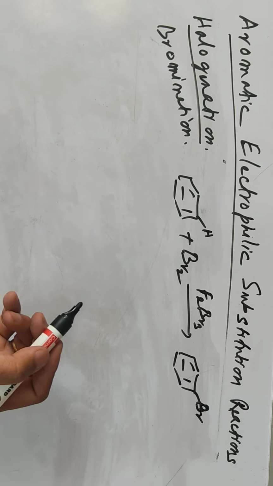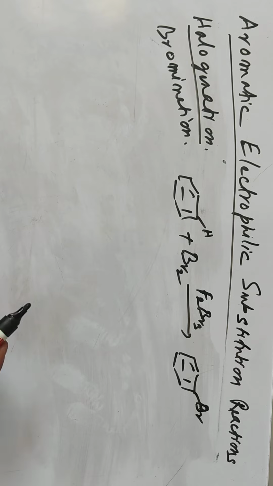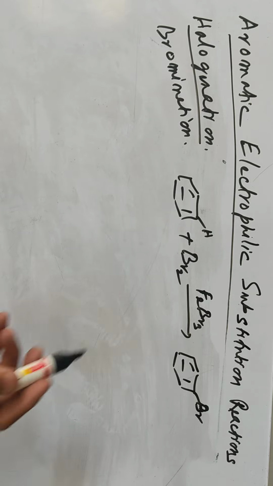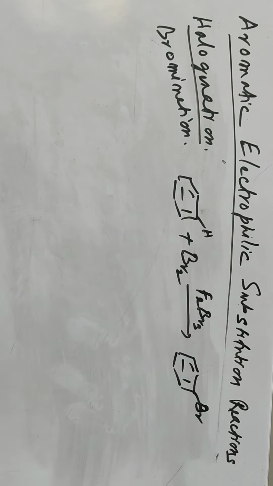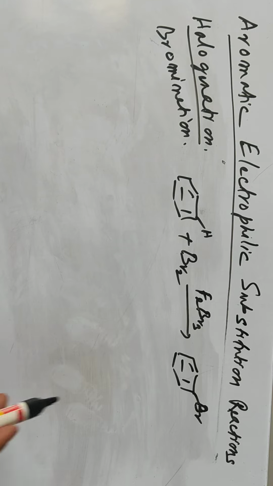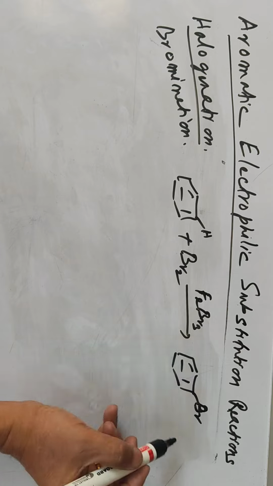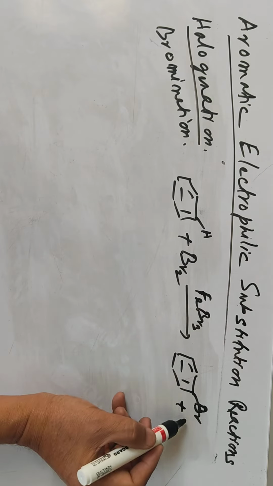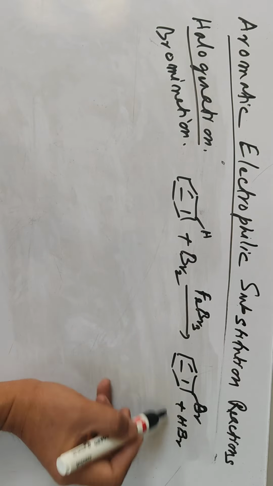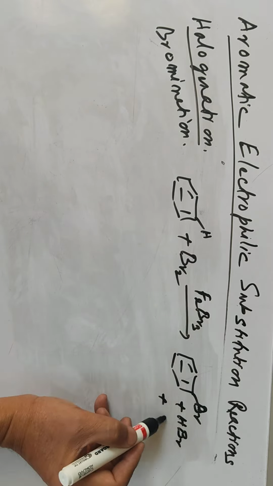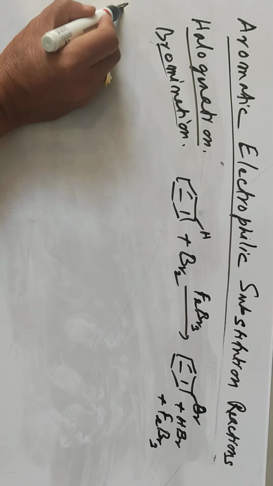Now the hydrogen is replaced by bromine, and the catalyst is regenerated. So we can look at the mechanism of the reaction, the mechanism of the bromination reaction.